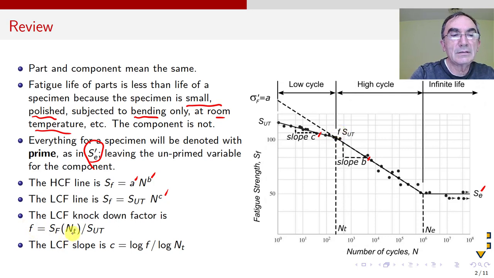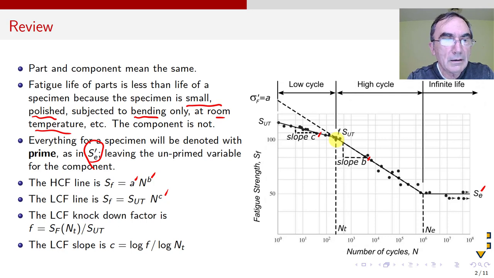And it's defined like this, all right? So that means SF measured at NT, which is this number, will be 100, and divided by SUT, which is 125, so 100 divided by 125, F is 0.8, okay? In this case, if we had the data, super easy, 0.8, done.